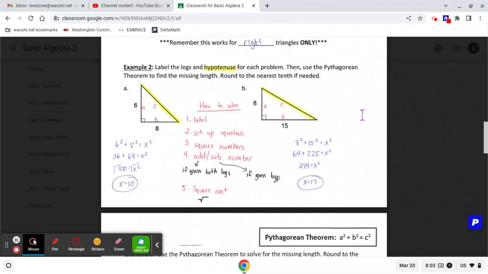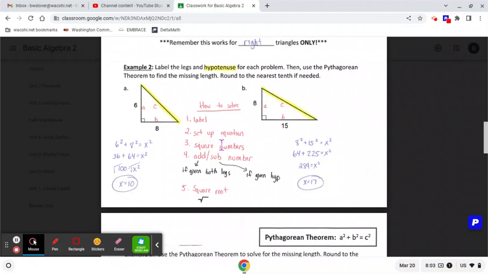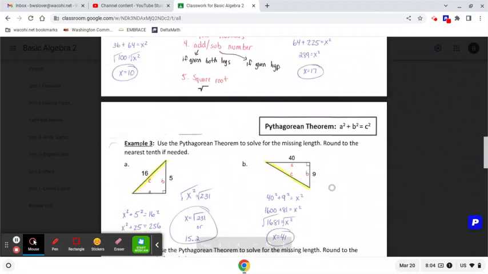Letter B, same concept. I label A, B, and C. The important one is the C, which is the hypotenuse, which is across or opposite your right angle. A and B are interchangeable. So I follow these steps for success. I'm going to get my answer. So A and B are very similar.